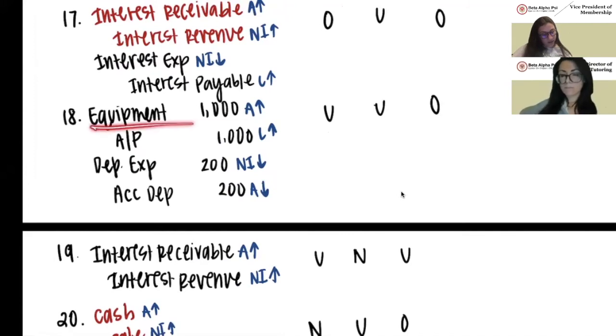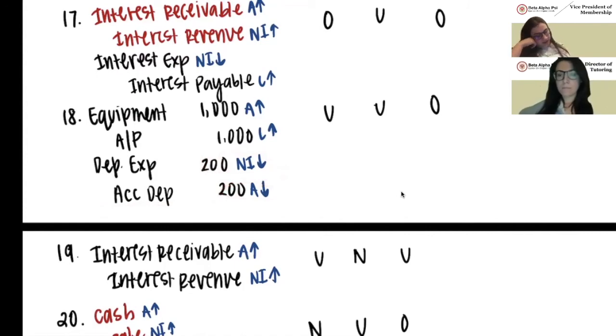So we're going to debit equipment for 1,000, which is going to increase our assets. They bought it on credit. So we're going to credit our accounts payable for 1,000, and that's going to increase our liabilities. And they also did not do depreciation at the end of the period. So we should have done a debit to depreciation expense for only 200, which is going to lower our net income. And we should have done a credit to accumulated depreciation for 200. And since that lowers our assets, it's a contra asset.